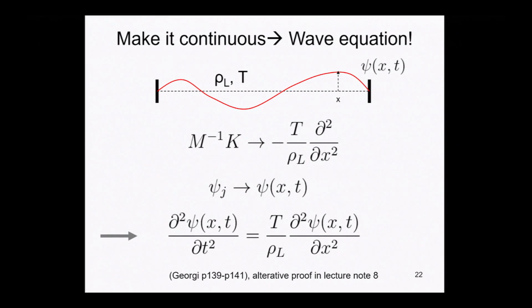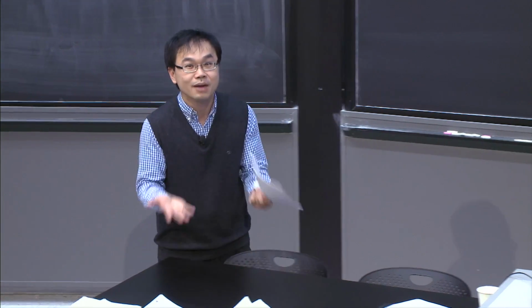N minus 1 K matrix becomes minus T over rho L, partial square, partial K, X squared. You don't have to derive this for the exam, but you need to know the conclusion. Then phi psi j becomes psi as a function of x and t, and the magical function appeared, which is the wave equation.